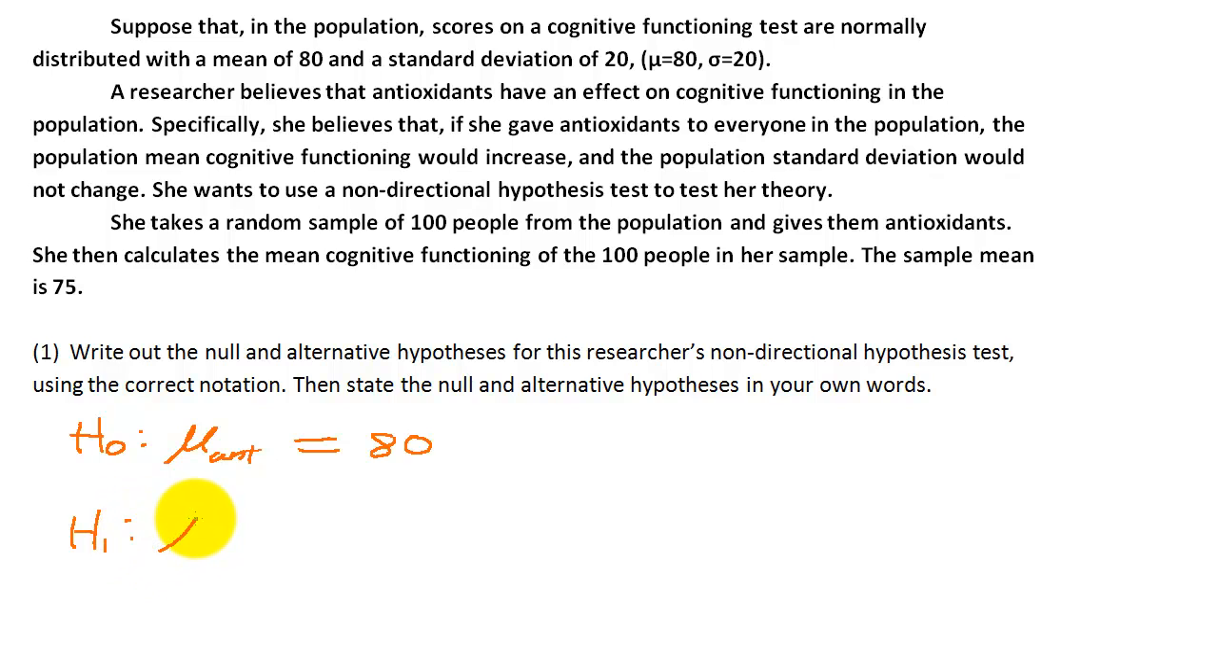The population mean after the intervention or any accidents would be greater than 80 or lower than 80, or in other words, it's anything other than 80, not equal to 80. So these two.